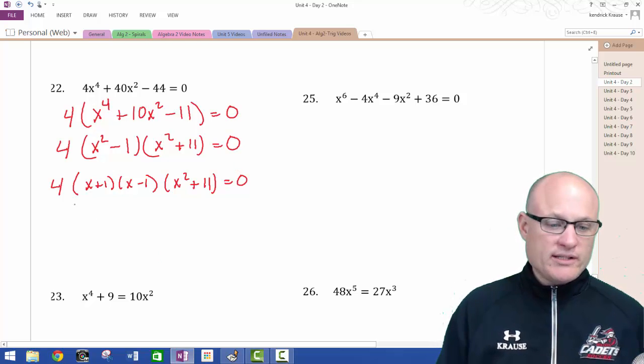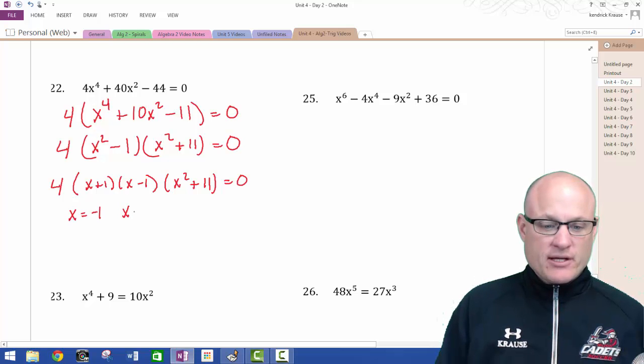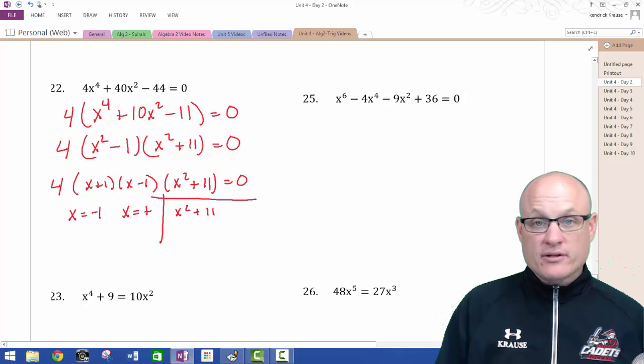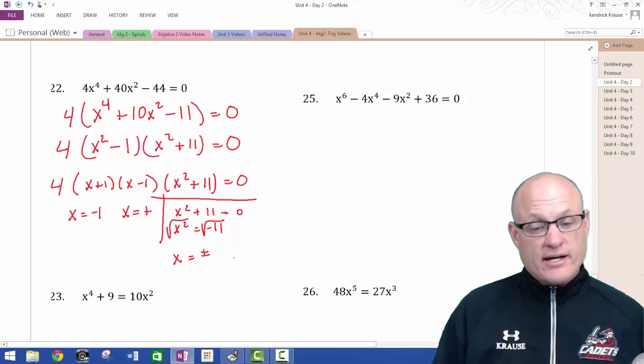Now, we are going to end up with some strange things going on here. We're going to get a few non-real solutions. This one's going to give me x equals negative 1. This one's going to give me x equals positive 1. Now, this one, let's go through the solving of this one. I end up with x squared plus 11 equals 0. If I bring the 11 over, I get x squared equals negative 11. If I take the square root of both sides, I get x equals plus or minus. Now, the square root of a negative, by now, hopefully you know, is i, square root of 11.